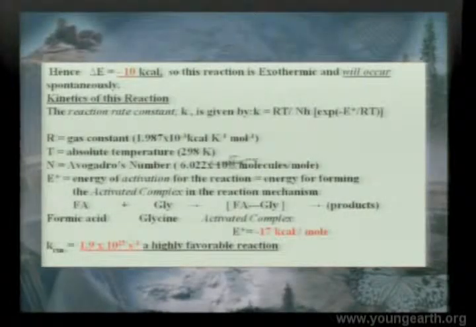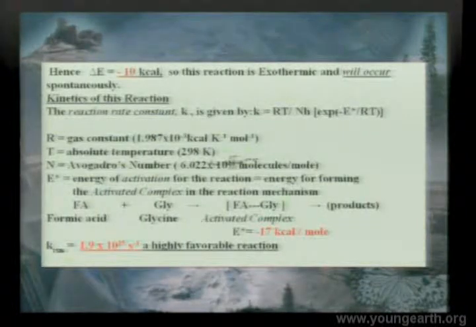The kinetics of this reaction is given by this equation. I'm not going to go into it. This is a standard equation for reaction kinetics called an activated energy reaction. The activated energy is this E star right here. Okay? These are the constants involved.